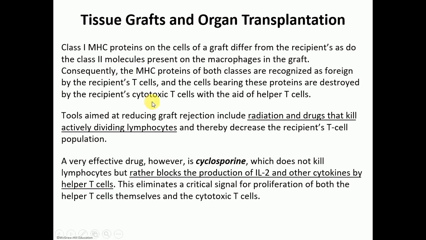Some tools that we could use: we could radiate or give drugs that will kill the actively dividing lymphocytes. Basically, you're putting the recipient into an immunosuppressive state. One of the very effective drugs is known as cyclosporin. It doesn't kill the lymphocytes, but it blocks the production of interleukin-2 and other cytokines by the helper T cells. And remember, interleukin-2 was responsible for activation of other cells. So your helper T cells are fine. They do identify that a foreign cell is coming in, but they lose the ability to let the other cells know about it.